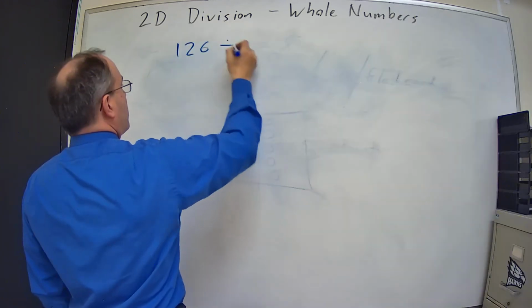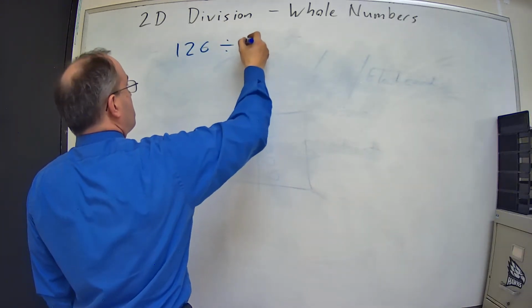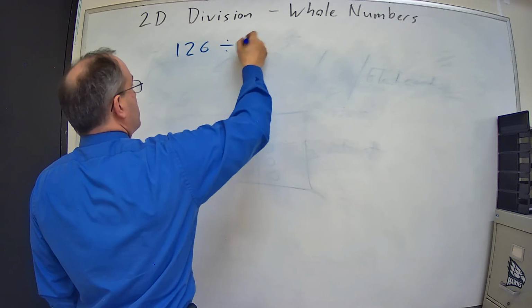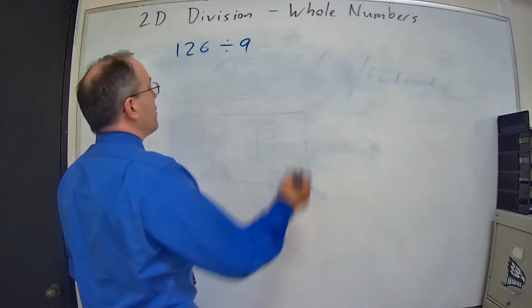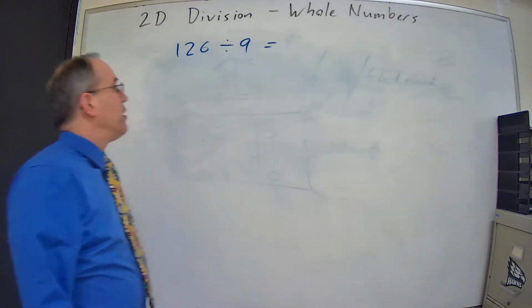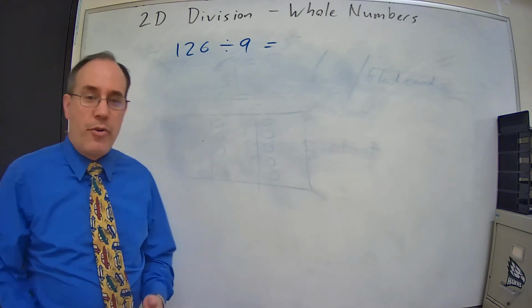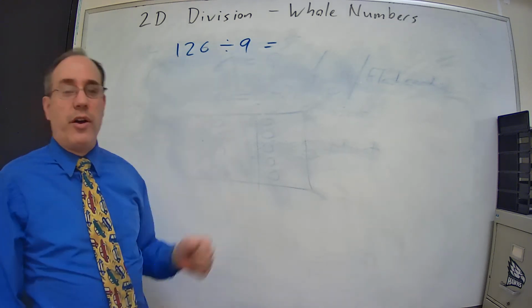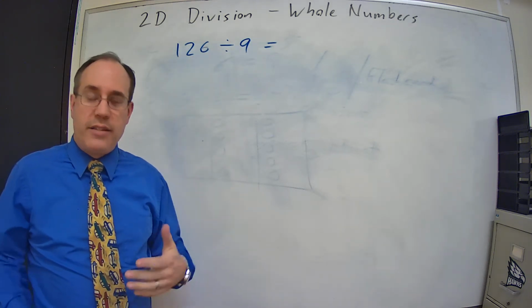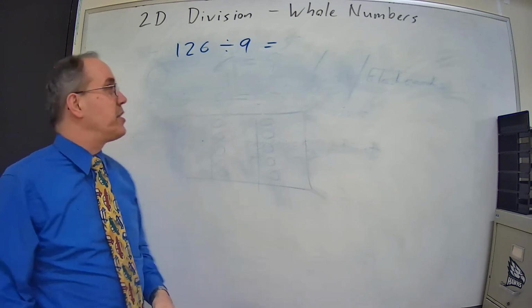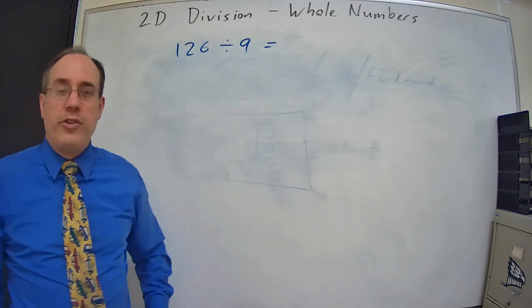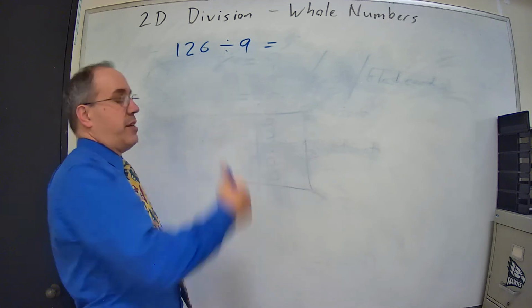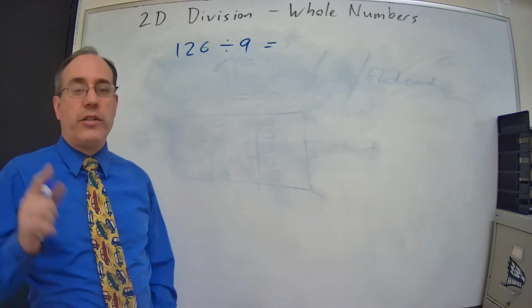126 divided by 9. Well, no single-digit number multiplied by 9 is going to give you 126. 9 times 9 is 81, so it doesn't go that high. So how do we do it if we have something bigger than this? Well, that's where long division comes in.